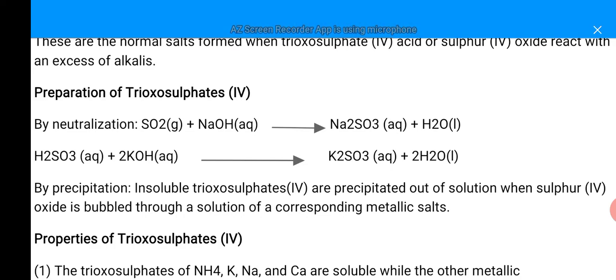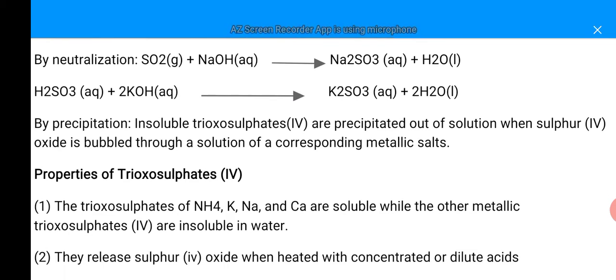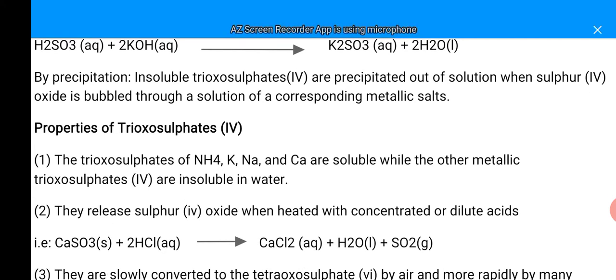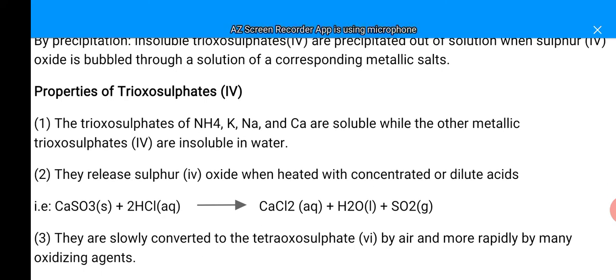Now, properties of trioxosulfate 4. The trioxosulfate 4 of ammonia, of potassium, of sodium and calcium are soluble, while the other metallic trioxosulfates are insoluble in water. They release sulfur 4 oxide when heated with concentrated or dilute acids. That is, we have calcium trioxosulfate 4 plus 2HCl, giving us calcium chloride plus H2O plus SO2.